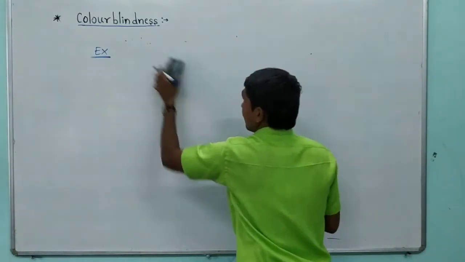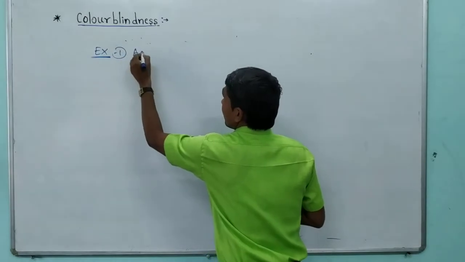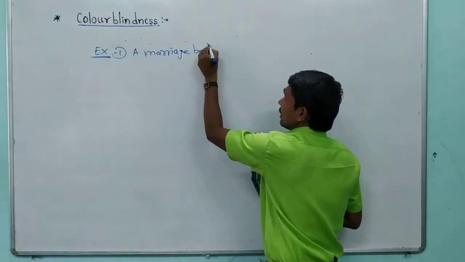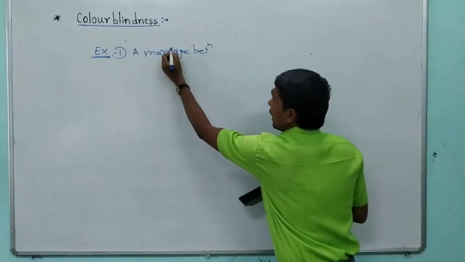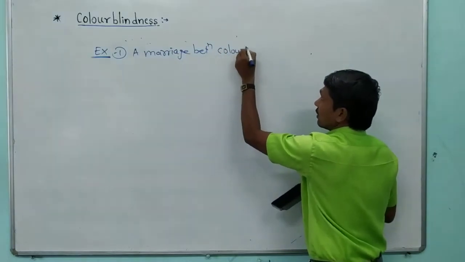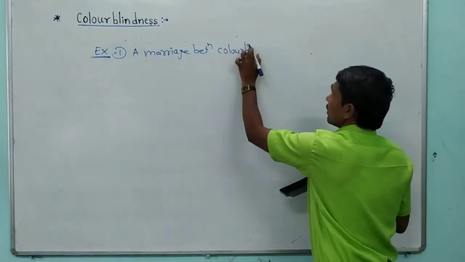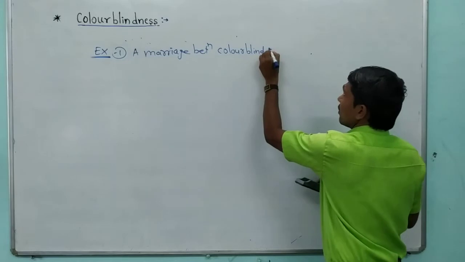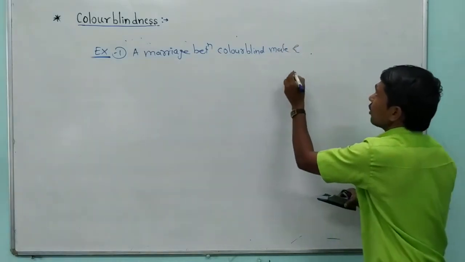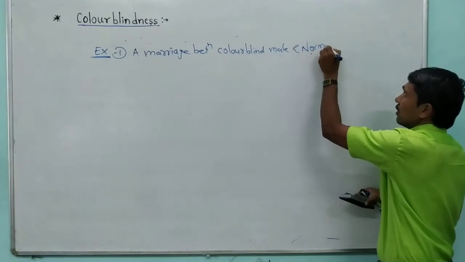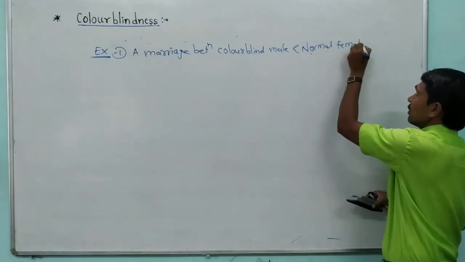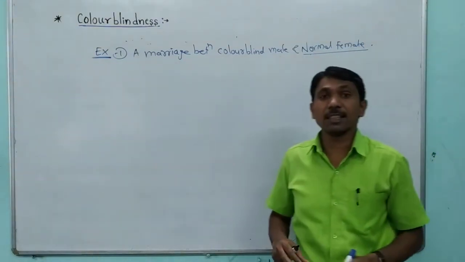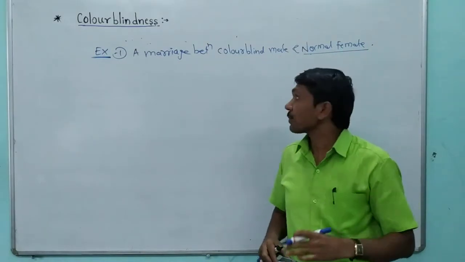In this first example, we have a marriage between a color blind male and a normal female. A marriage between the color blind male and normal female.